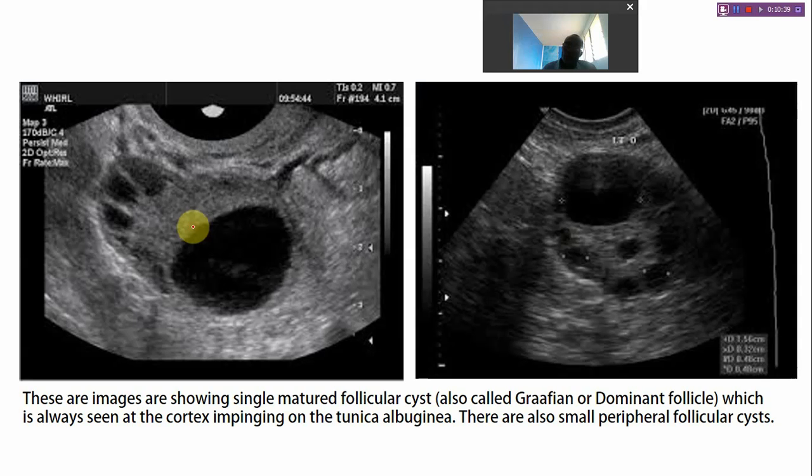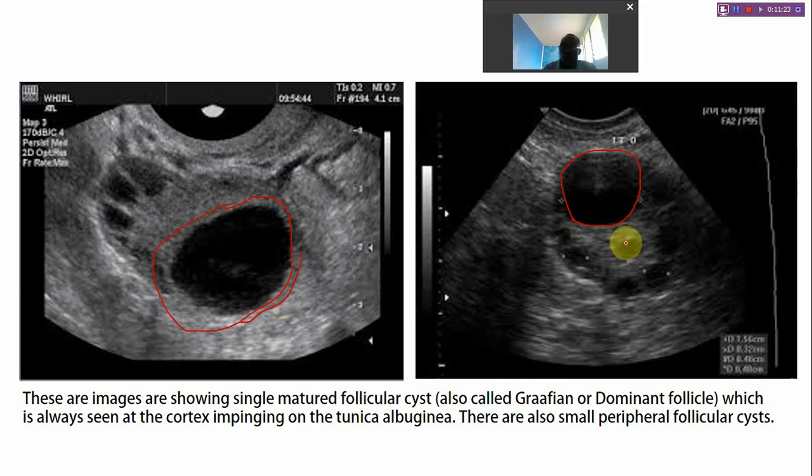this is a well-defined dominant follicle, and these are other follicles showing here. Now these other follicles are showing at the cortex. So this also shows the same thing here. So this is what contains the ovum that is released on the 14th day. Okay, so normally this impinges on the tunica albuginea, and also later affects the outer layer, which is the germinal epithelium.